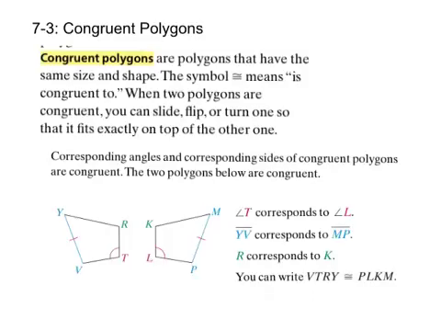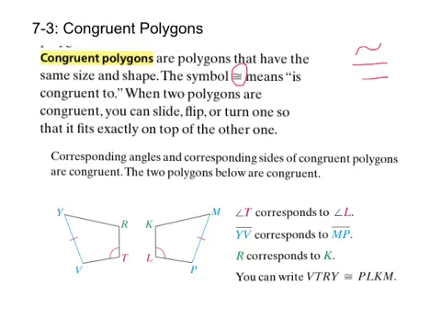In this video, we're going to take a look at congruent polygons. Congruent polygons are polygons or shapes that have the same size and shape. This symbol, the equal sign with a little wave above it, means "is congruent to." So it's another way of saying equals, but we use the word congruent particularly to mean about size and shape. It's a geometric term, really.